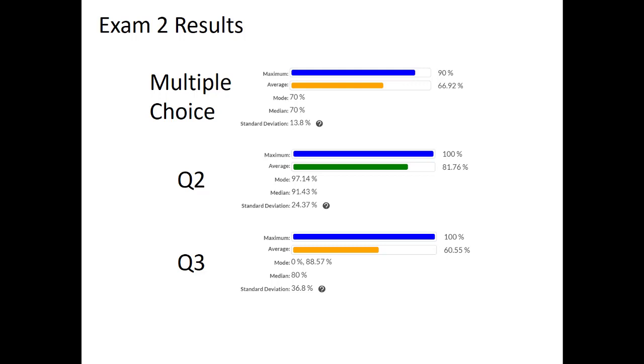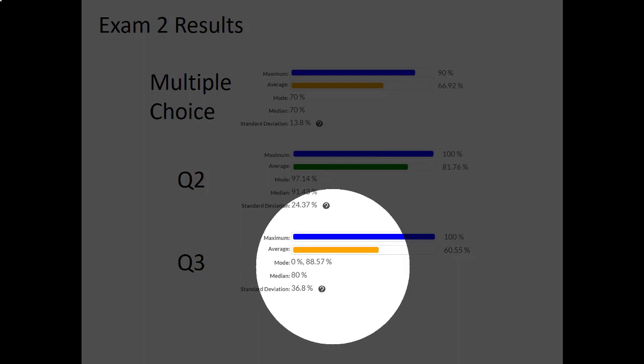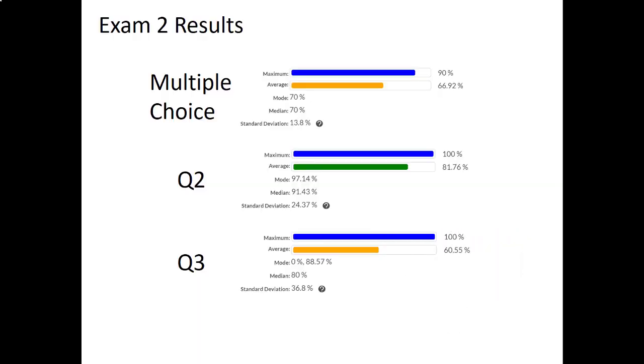So the multiple choice and both long answer problems have been graded. The averages here are maybe not as high as they were in the first exam. In particular, here in question 3, there were 2 non-submissions here, so I think that brought the average down a bit. But those grades are up.